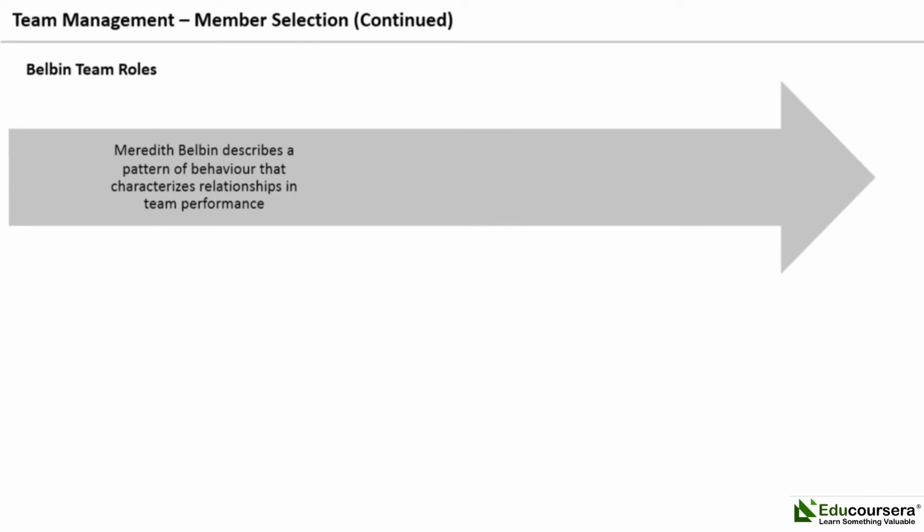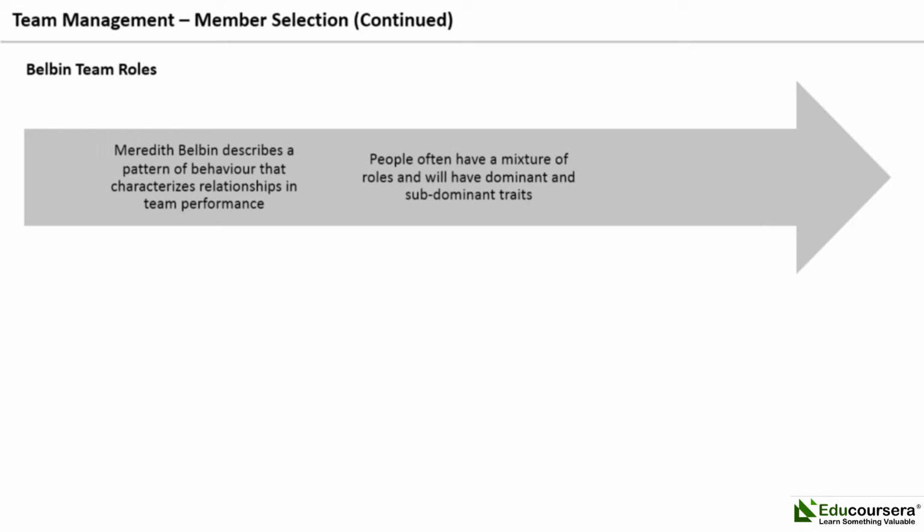Belbin team roles. Meredith Belbin describes a pattern of behaviour that characterises relationships in team performance. People often have a mixture of roles and will have dominant and subdominant traits. The Belbin roles can be used to identify types when starting up teams and ensure there is a good membership balance, or that the imbalances are known and can be managed.